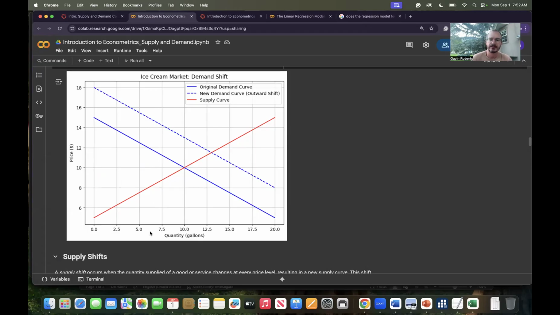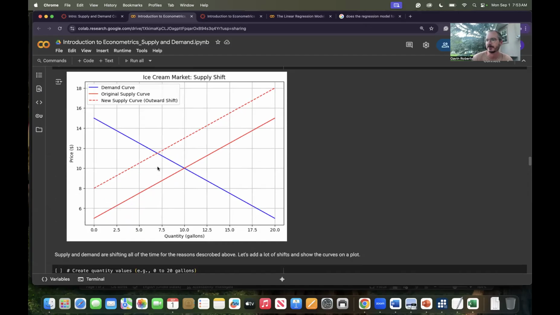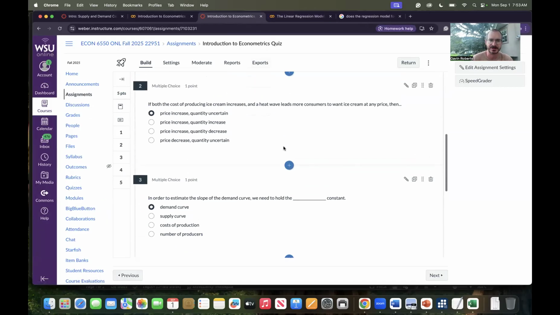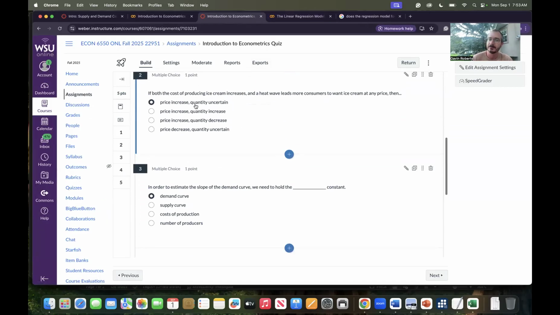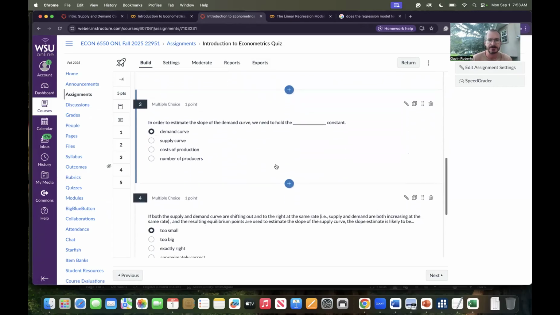It's not clear what will happen to quantity, because it's possible that quantity will be higher from the heat wave or that quantity will ultimately be lower, depending how much the supply curve shifts. And here's an example of the supply curve shifting to the left. So both of those shifts happening at the same time is what's being described here. Price will definitely increase. It's not clear what will happen to quantity.